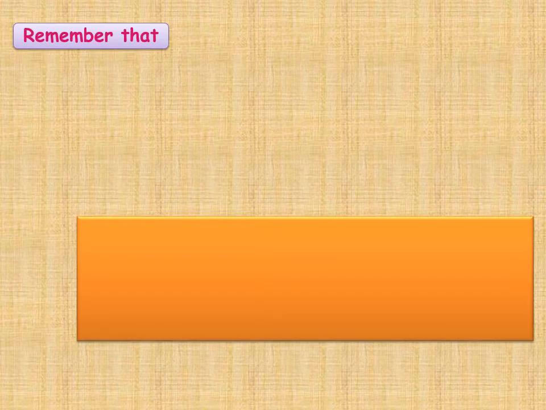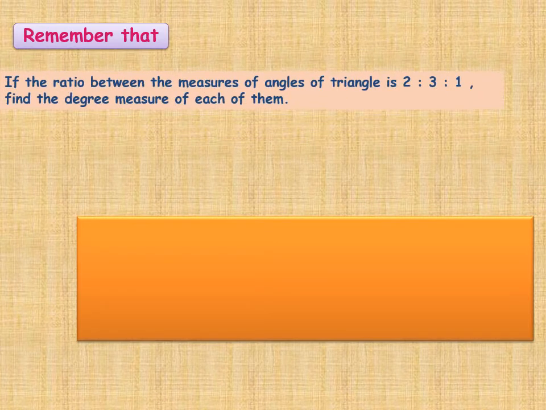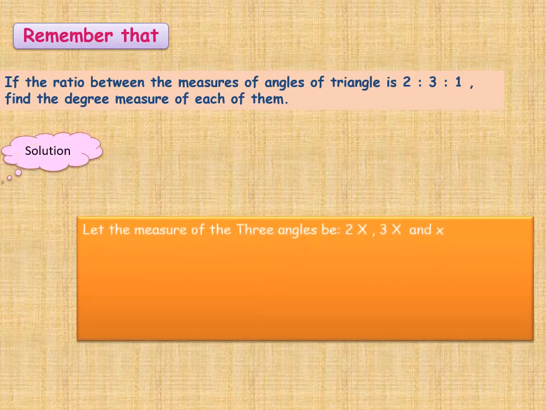Let's take another example. If the ratio between the measures of the angles of a triangle equals 2 to 3 to 1, here I have 3 angles of a triangle and the ratio between them is 2 to 3 to 1, and I need to find the measure of each angle in the triangle. First, you assume that the first angle will be 2x, the second will be 3x, and finally the third will be 1x.